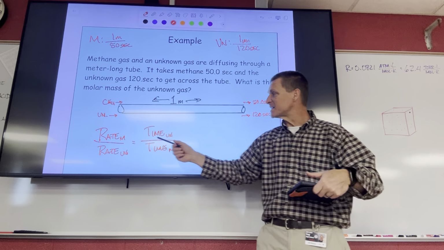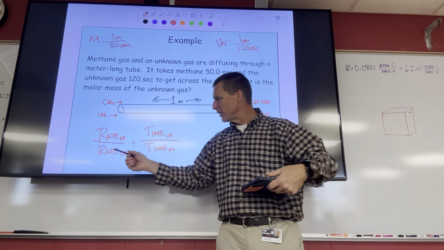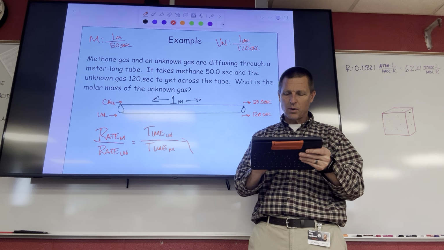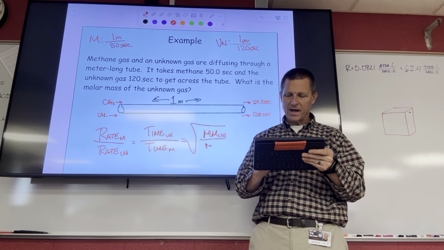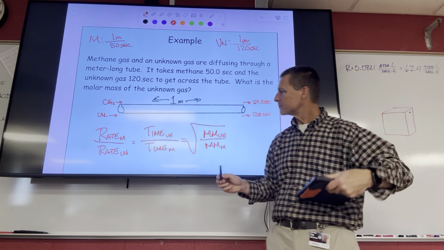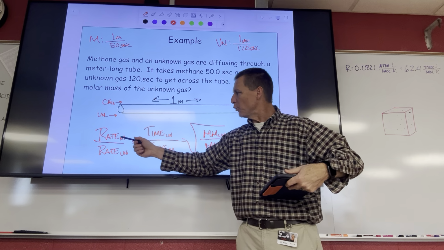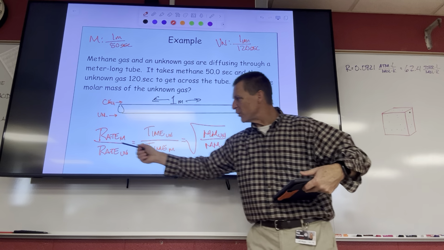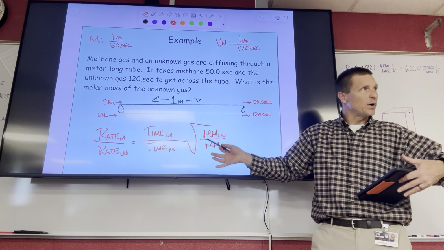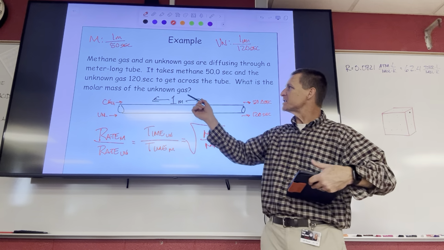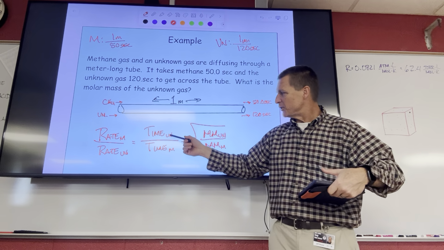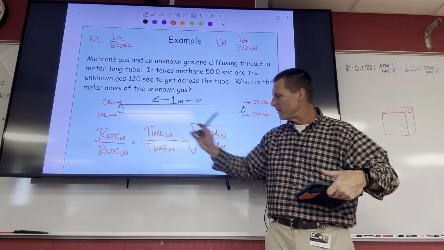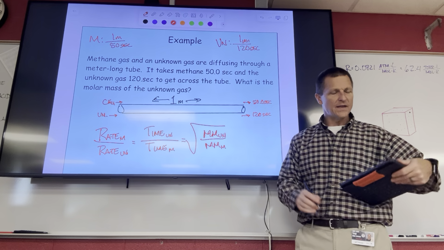Now, Graham's law says that the rate of the methane over the unknown equals the square root of the molar mass of the unknown over the molar mass of the methane. So, the far left ratio is equal to the far right ratio. That's what Graham's law says. But since we understand that time is inversely related to the rate, you could just flip the methane and the unknown in that.